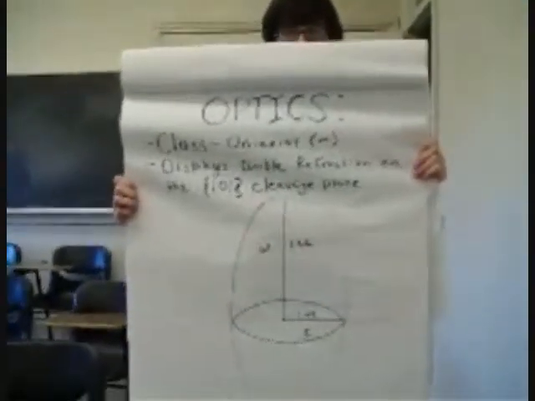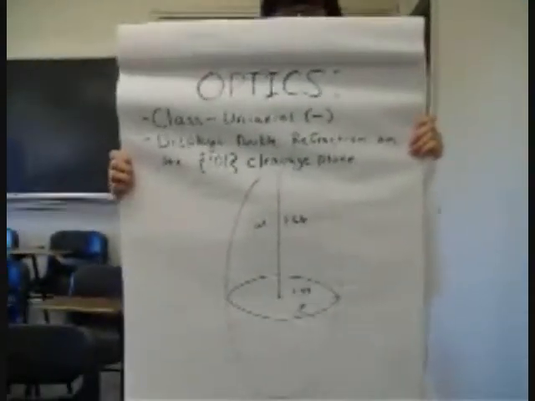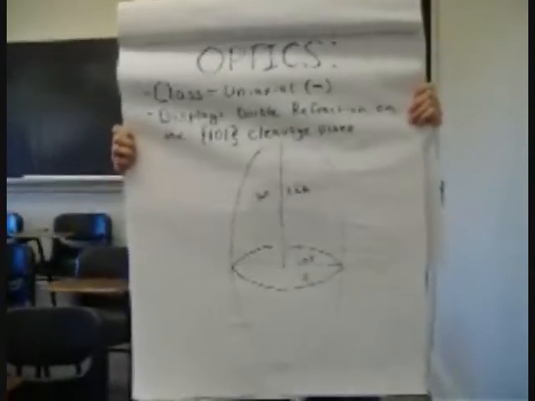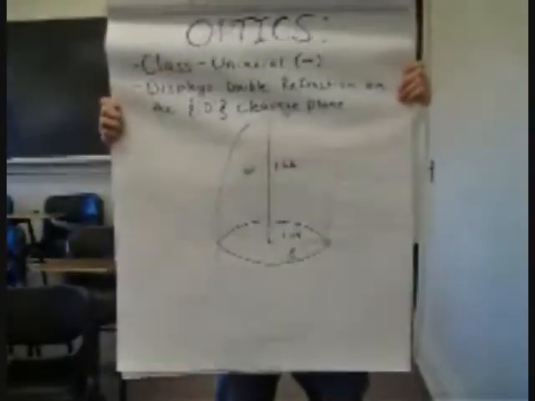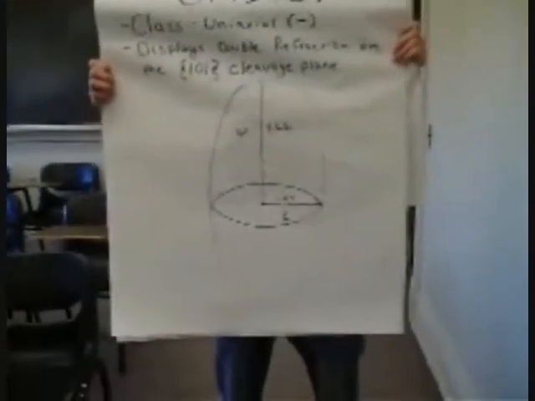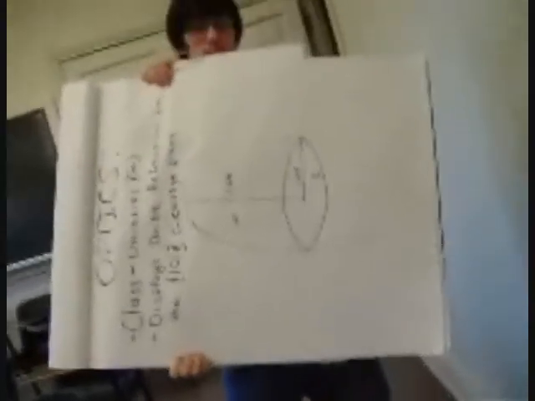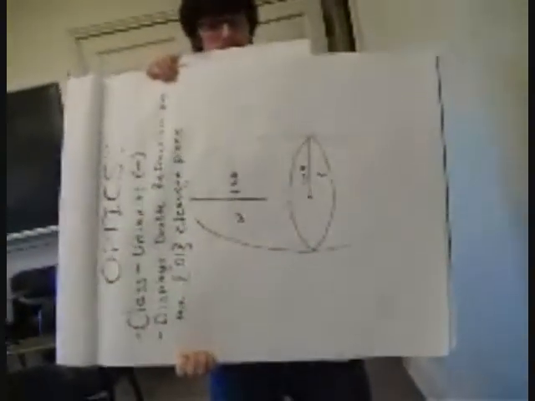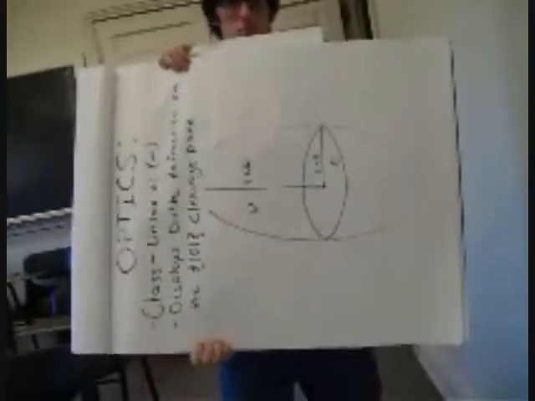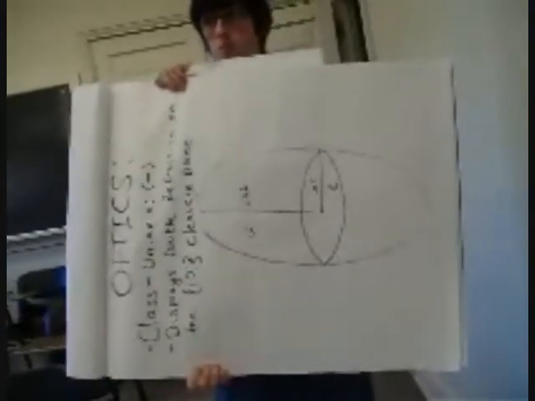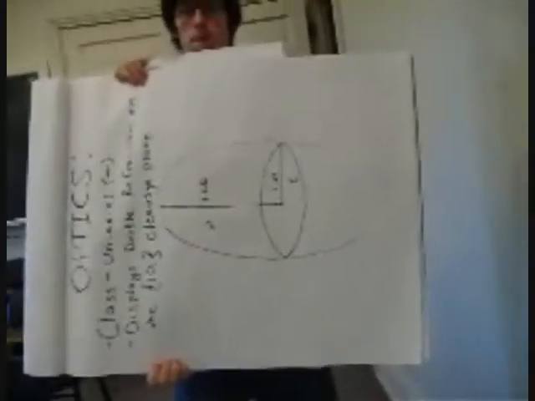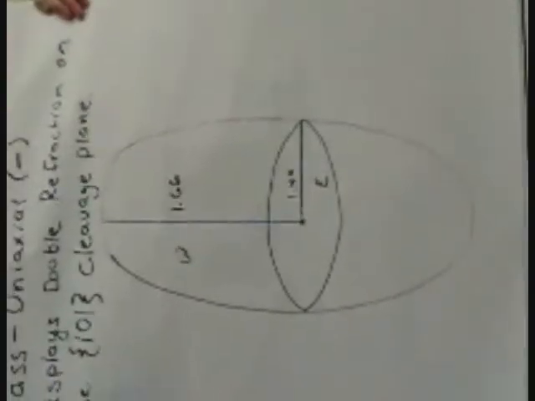Optics of calcite. Class is uniaxial negative and displays double refraction on the 101 cleavage plane. And as you can tell by the optical indicatrix here, it is backwards because I accidentally drew it backwards. So we're going to actually view it like this, with epsilon sticking up, omega sticking out, and it has refractive indices of 1.66 with the omega, and on the epsilon it is 1.49.